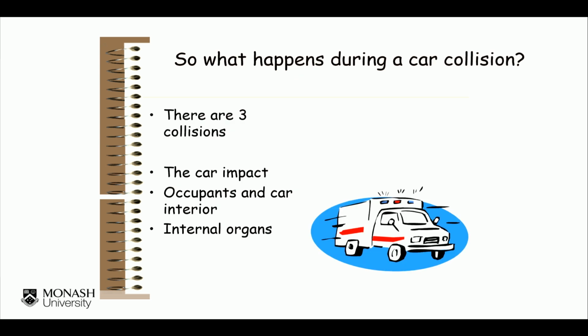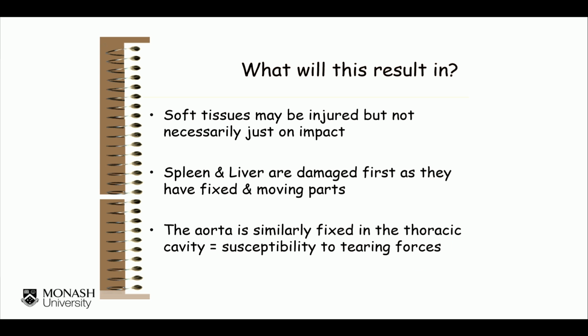So what happens when there's a collision? There are actually 3 collisions taking place at the same time. There's the impact to the car, but there's also the impact to the occupants and the interior of the car, as well as the internal organs of the occupants. And this will result in soft tissue injuries. The spleen and liver can be damaged first, as they are fixed and they have moving parts as well. And the aorta is similarly fixed in the thoracic cavity and is susceptible to tearing forces.